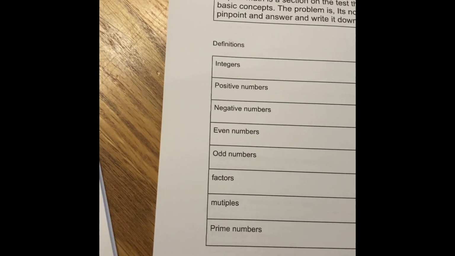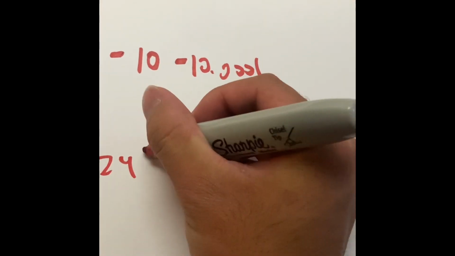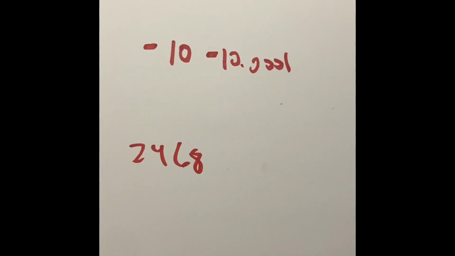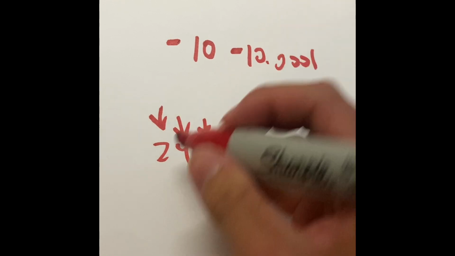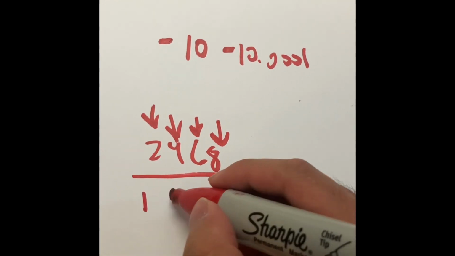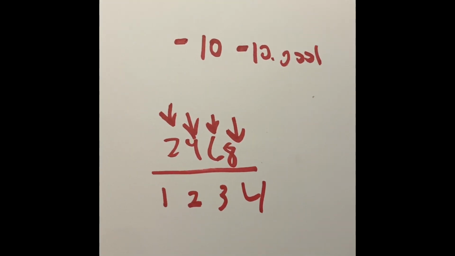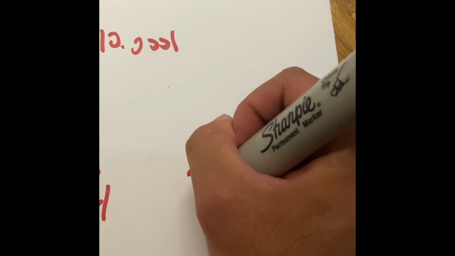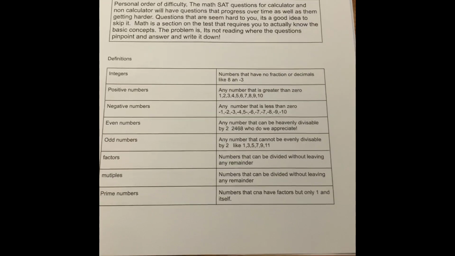Even numbers: numbers that can be evenly divisible by 2. Just like 2, 4, 6, 8. Who do we appreciate? See, we have 2, another 2, 2, and a 2. Divide everything by 2, we get 1, 2, 3, and 4. Evenly divisible by 2. However, odd numbers like 9 cannot work because then you have 4.5, which doesn't evenly divide by 2.